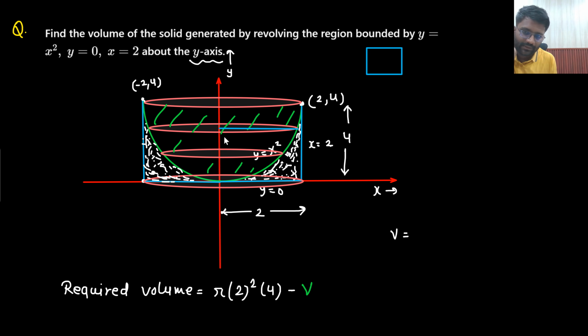This length is x. What will be the surface area of this one? That would be pi x square. This surface area would be nothing but pi x square.